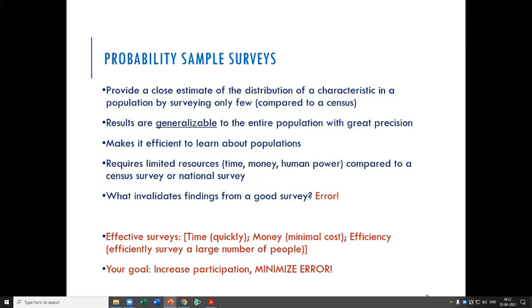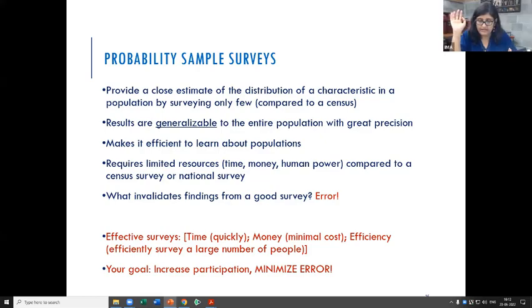Now, what happened with the dog survey is whatever the findings are, that is only restricted to the people who took the survey. You cannot say that the entire campus thinks like this. You cannot make those claims.